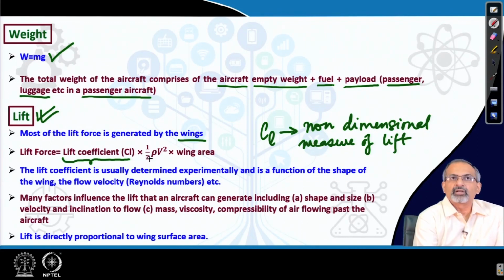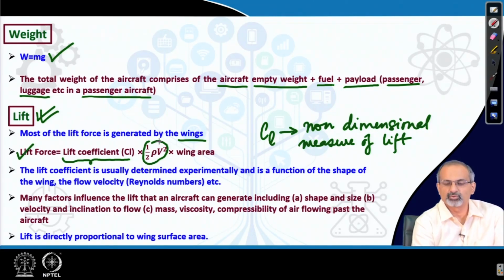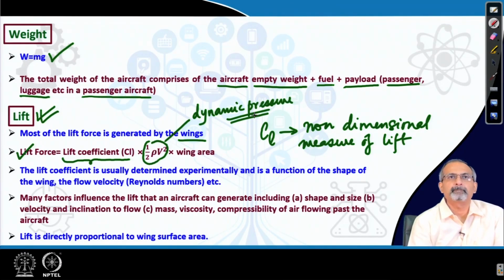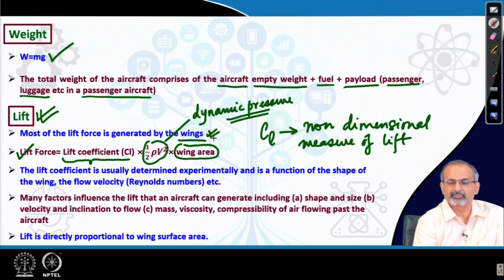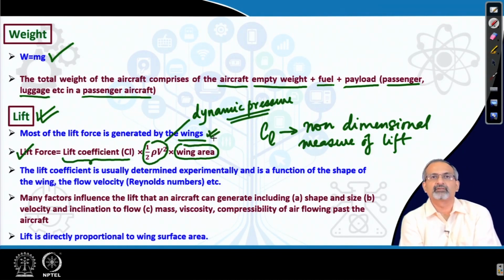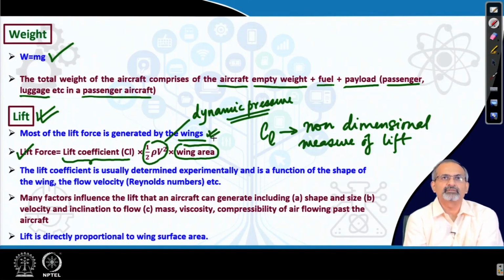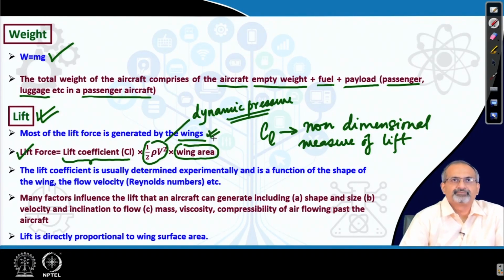How do we convert this non-dimensional lift coefficient into a dimensional lift force? We multiply it further by half rho v square, which happens to be the dynamic pressure, which is the pressure due to the moving medium, times the wing area. Why wing area? Because we said that the wings are primarily responsible for generation of the lift. So, this is the lift force as far as an aircraft is concerned.